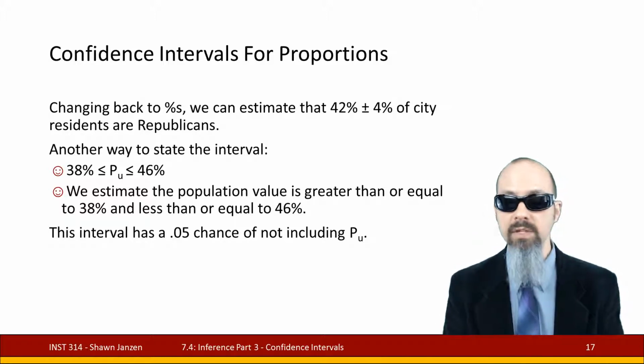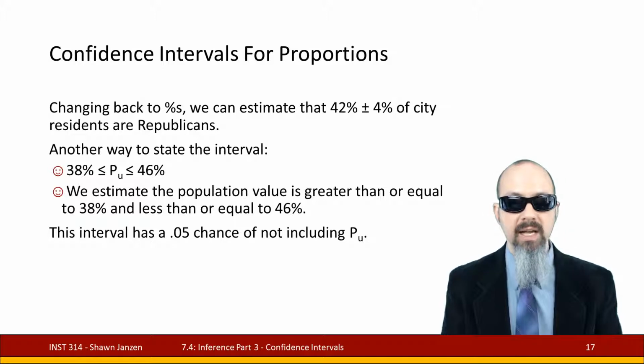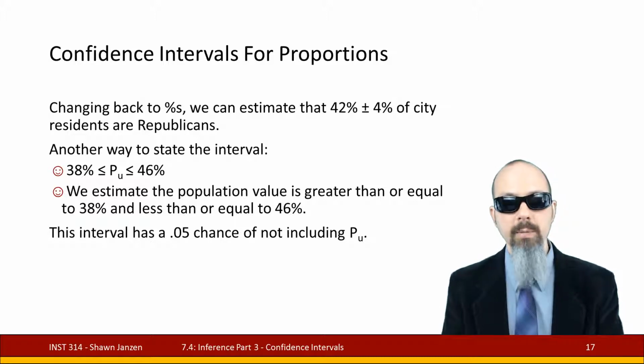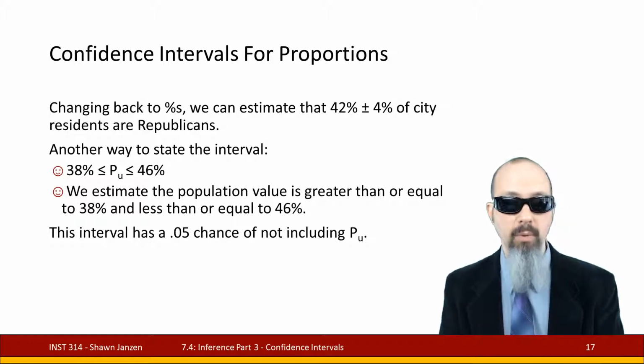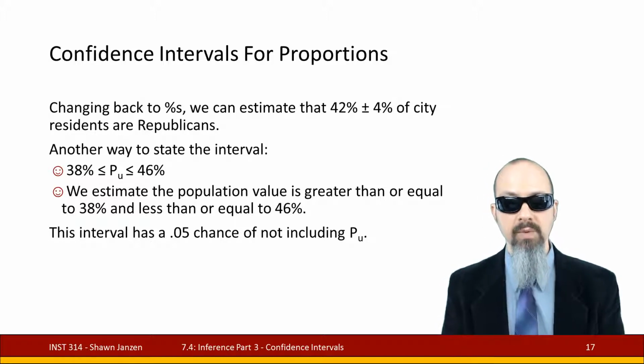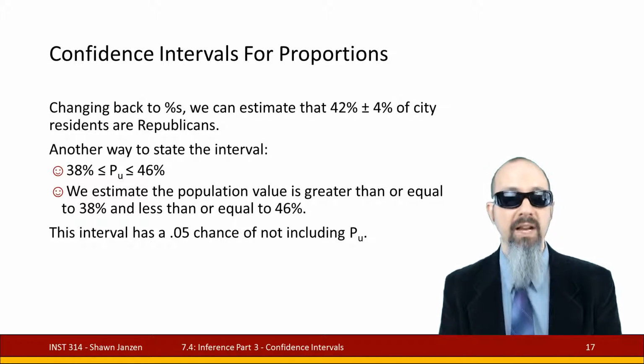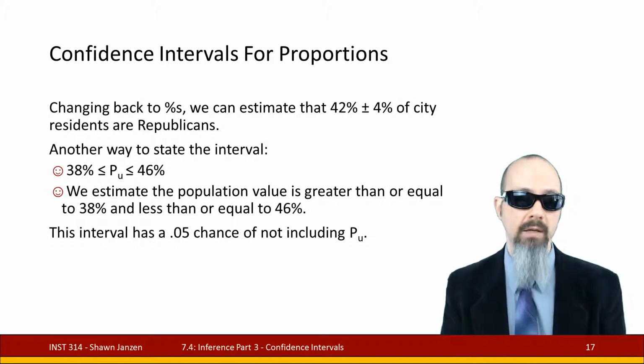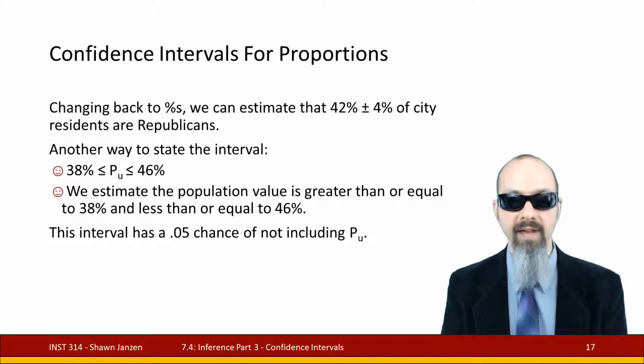And so then we can take it back into our context, changing those proportions back into percentages for our explanation. We can estimate that the city has 42% plus or minus 4% of the city's residents being Republicans. Or we can say that the true population proportion is going to be between 38% and 46%. And that's with an interval where we have a 95% chance that it's not going to miss p sub u. So 5 out of 100 times, we're going to get a proportion for the city's Republicans that is not between 38 and 46%.